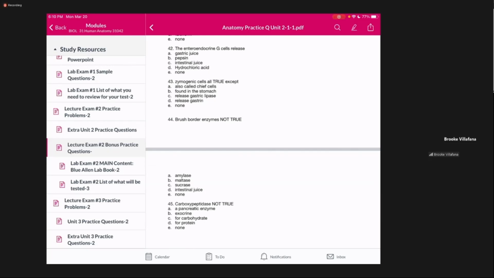42, the enteroendocrine or G cells release which of these? So if you said A, gastric juice, that would be correct. The enteroendocrine or G cells are found in the stomach. They release the gastric juice. The gastric juice is the byproducts of the other stomach cells. So that'd be your chief zymogenic cells, your parietal cells, right? So your enteroendocrine or G cells are going to release that gastric juice, which is the product of the other cells.